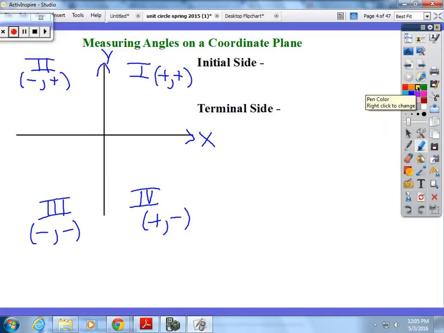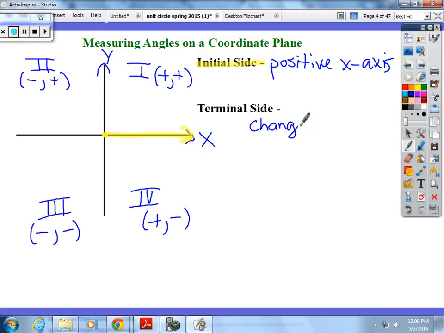So I'm going to start by looking at what the initial side of an angle in the coordinate plane is. The initial side is always on the positive x-axis. Okay, so the initial side is always where this yellow highlighted line is, always. Now, the terminal side changes depending on where your ending side is. So this is the ending ray. Okay, this changes.